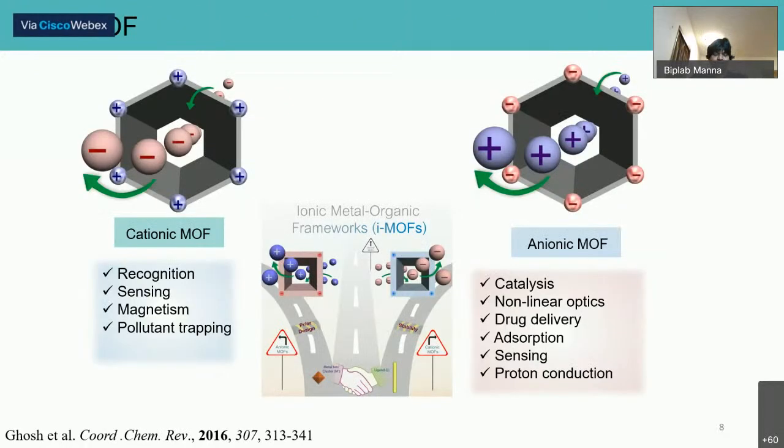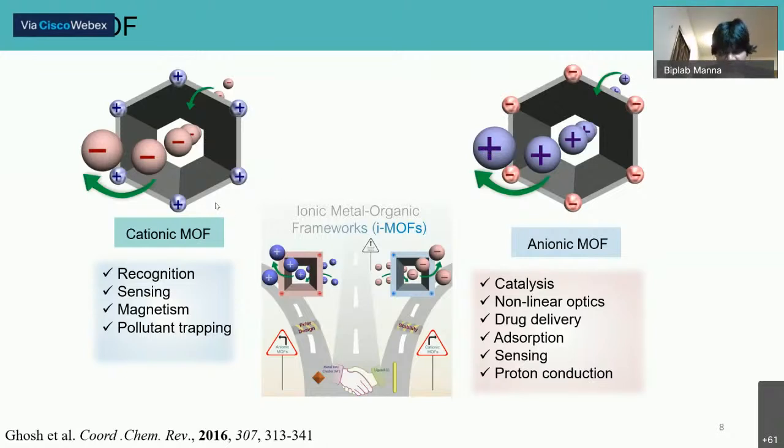Coming to the next slide. So far I have talked about MOPs, but here there is a special kind of MOP, the charged MOPs. Why is it called a charged MOP or charged framework? Because the framework is positively or negatively charged, and balance is done by extra-framework anions for the cationic MOP, and for the anionic MOP, by the presence of extra-framework cations.